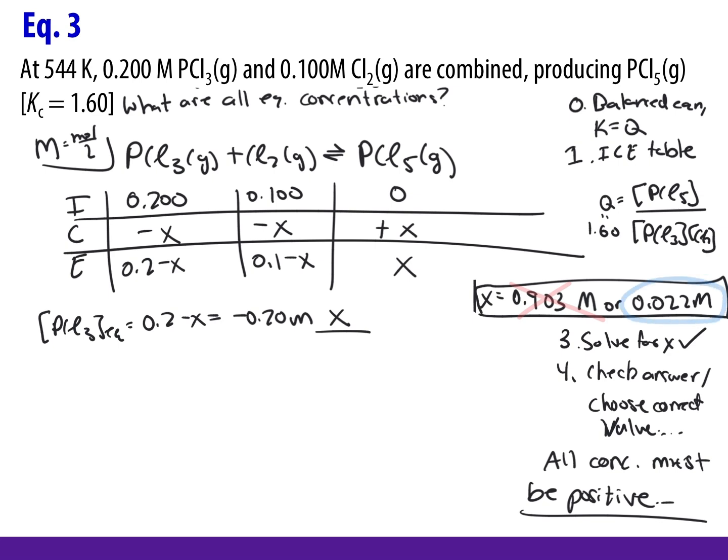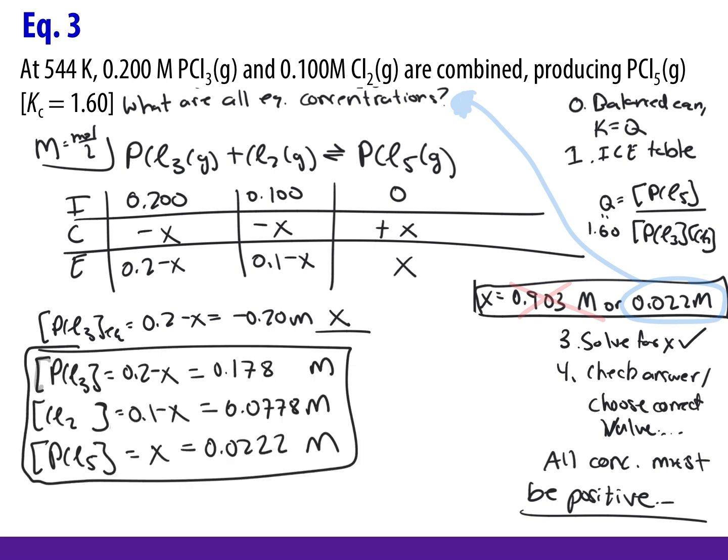Sometimes once people get the value of x, they want to just stop. They think they're done, and you have done a lot of work. But we now need to get the final part of this, actually answering the question: what are all the equilibrium concentrations? So in this case, just plug the correct value of x into the equilibrium row. Grabbing all of these values to three significant figures, which is what we're given in the problem: 0.178 molar, 0.0778 molar, and 0.022 molar.